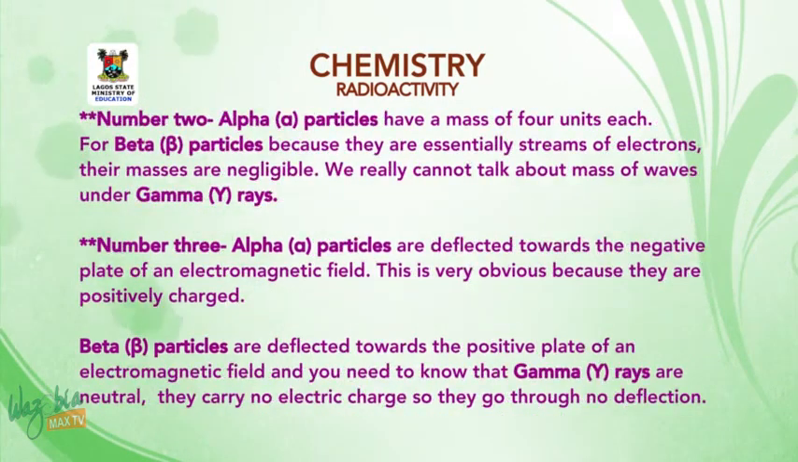Number two, alpha particles have a mass of 4 units each. For beta particles, because they are essentially streams of electrons, their masses are negligible, and we really cannot talk about the mass of waves under gamma rays. Number three, alpha particles are deflected towards the negative plate of an electromagnetic field. This is very obvious because they are positively charged. Beta particles are deflected towards the positive plate of an electromagnetic field. And you need to know that gamma rays are neutral. They carry no electric charge, so they go through no deflection.